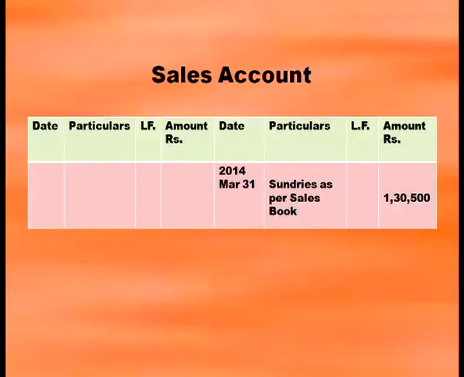Then one more account I have told, which is that account? Sales account. In the sales account, on the credit side, you have to post by sundries as per sales book in the particulars column. Then date and total sales of 1,30,500 will come in the amount column. So, we have studied sales book.